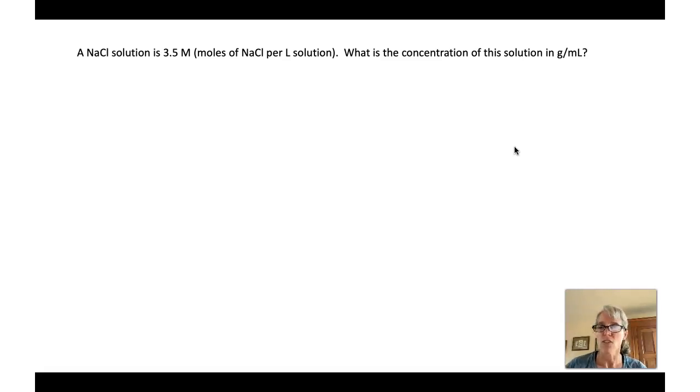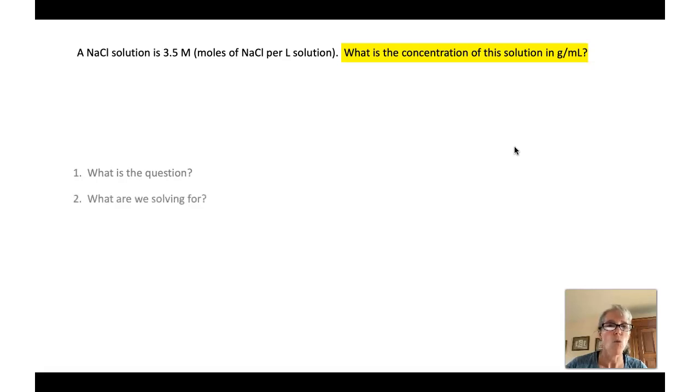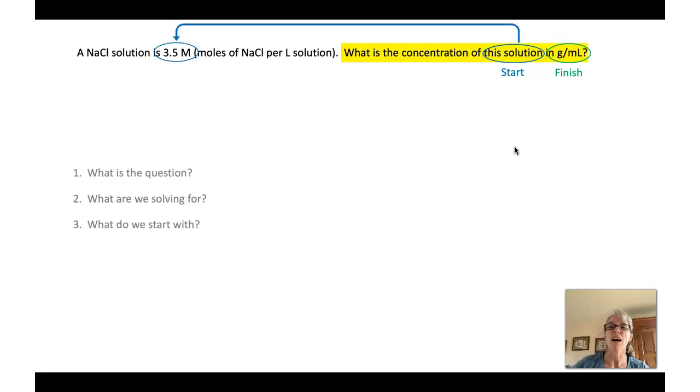So let's do what we always do, let's figure out what the question is, and it's right there with the question mark at the end. What is the concentration of this solution in grams per mL? What are we going to solve for? Well, we're going to figure out this concentration in grams per mL. That's our finish unit. This one's just like that last question. Our start is going to be this solution. What are we talking about with this solution? The 3.5 M, or molar. All right, now we're all set.